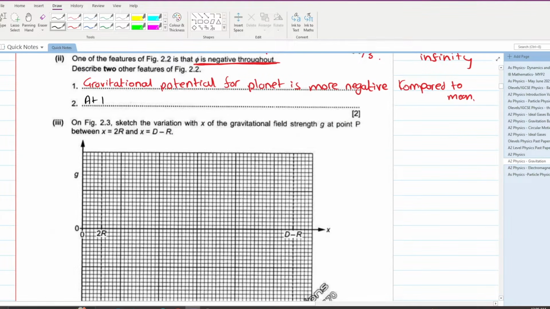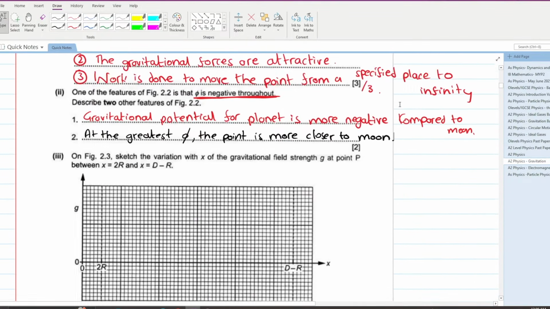At the greatest gravitational potential, greatest phi, I am just writing phi because gravitational potential would take up the entire space. The point is closer to the moon. Simple as that, nothing complicated. Okay. Now let's see part 3.